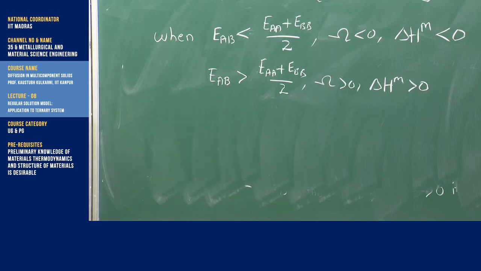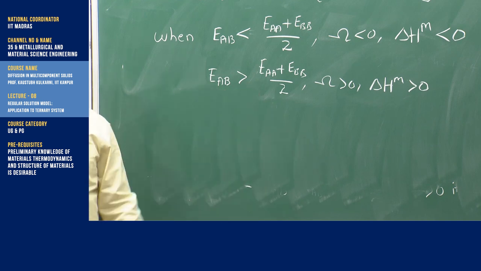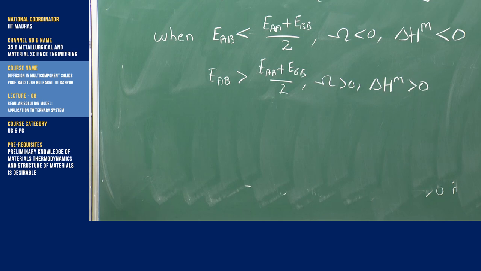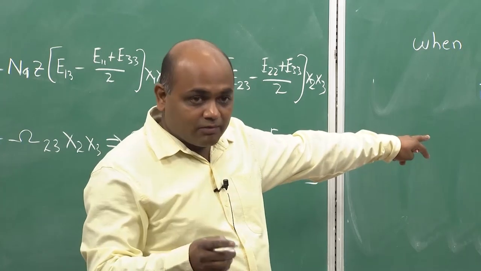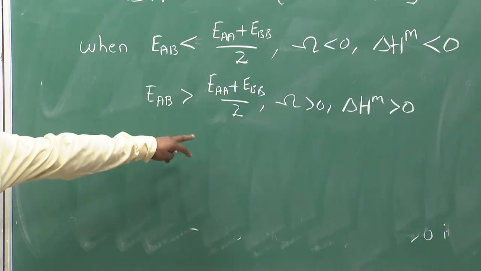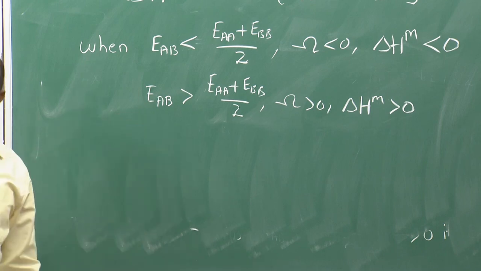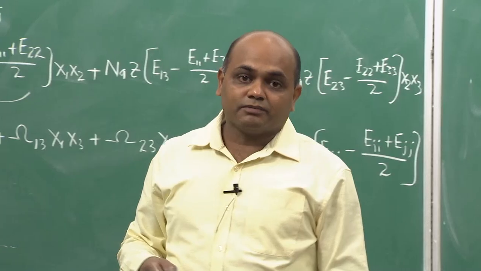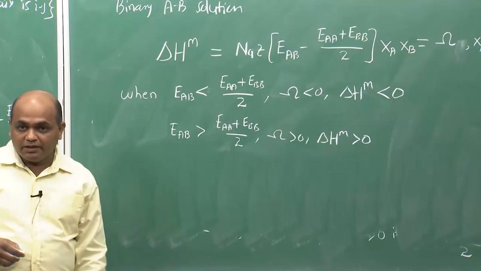If AB bonds are weaker, which means AB bonds have higher energy than the average of AA and BB, then by forming the solution you are replacing some AA and some BB bonds with AB bonds. So you are replacing stronger bonds with weaker bonds, bonds with lower energy with bonds with higher energy, which means energy has to be provided to form the solution. And that is why delta H will be positive.